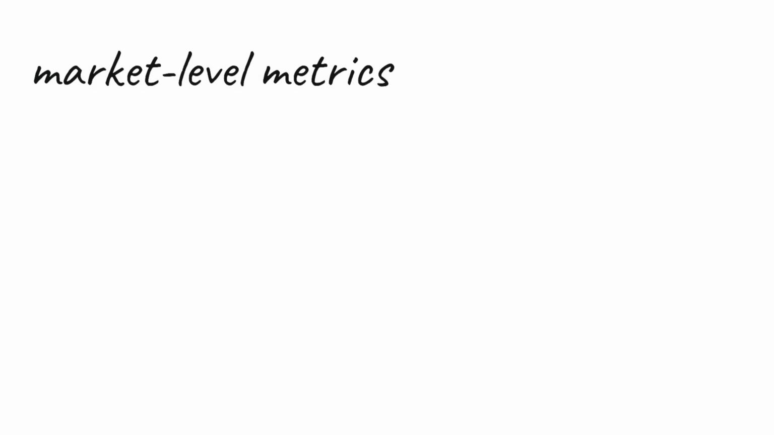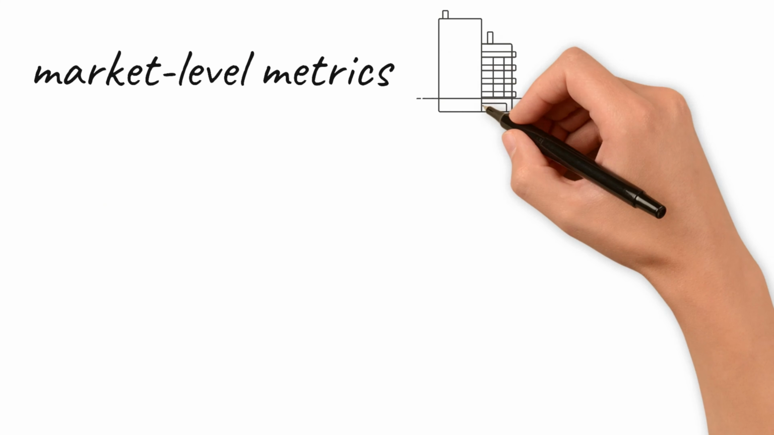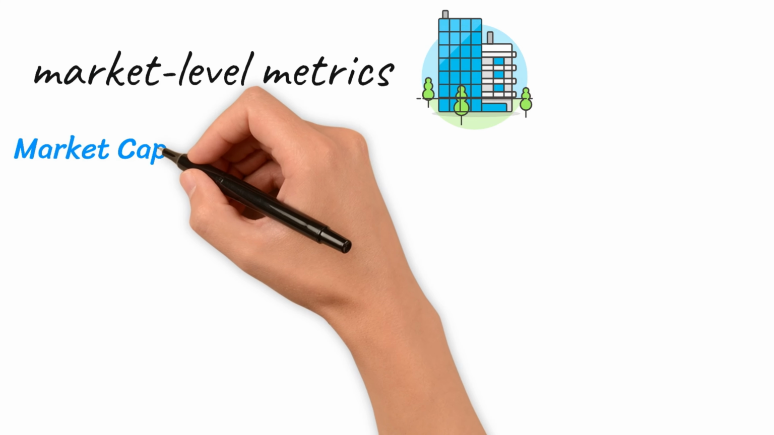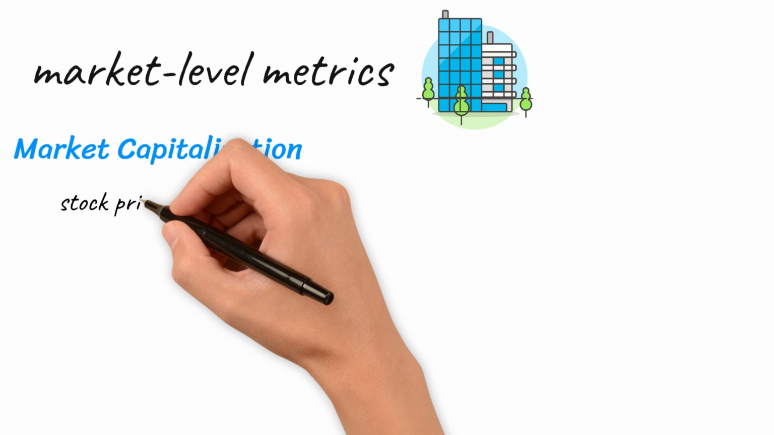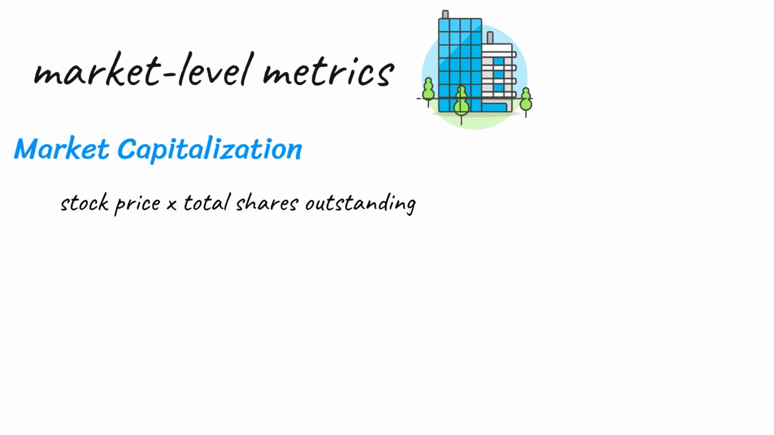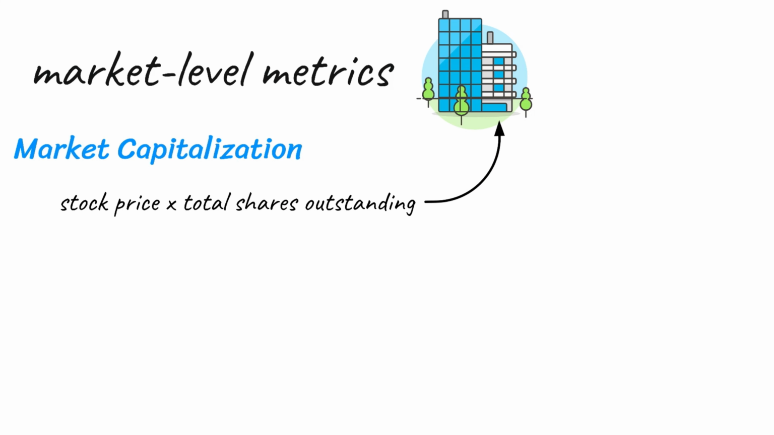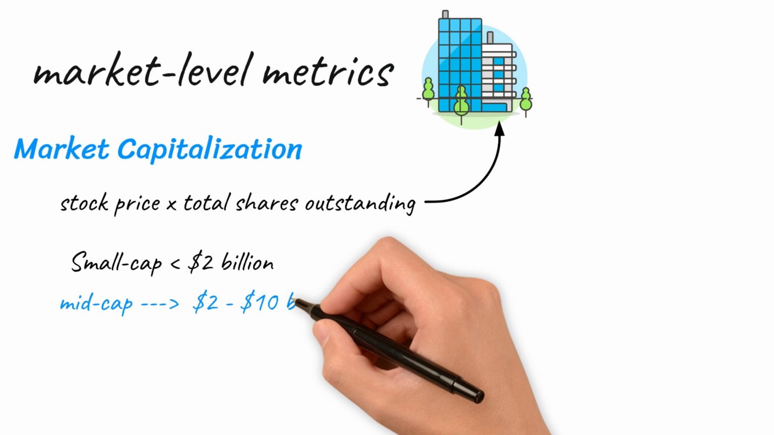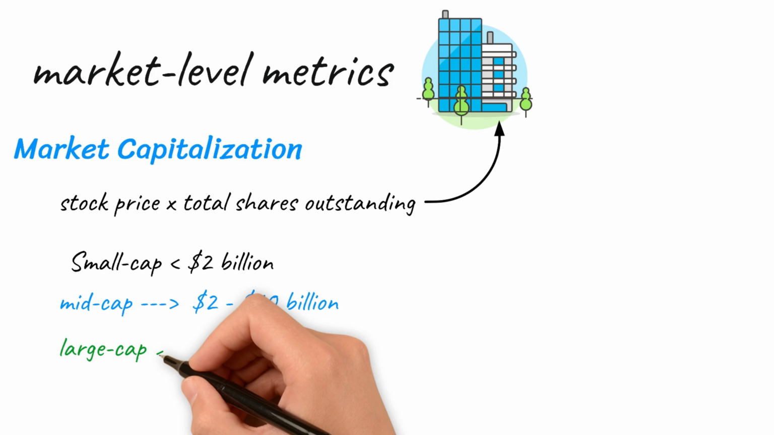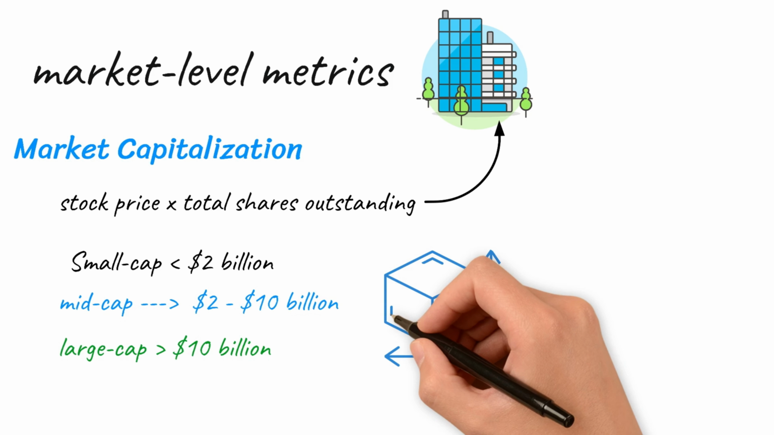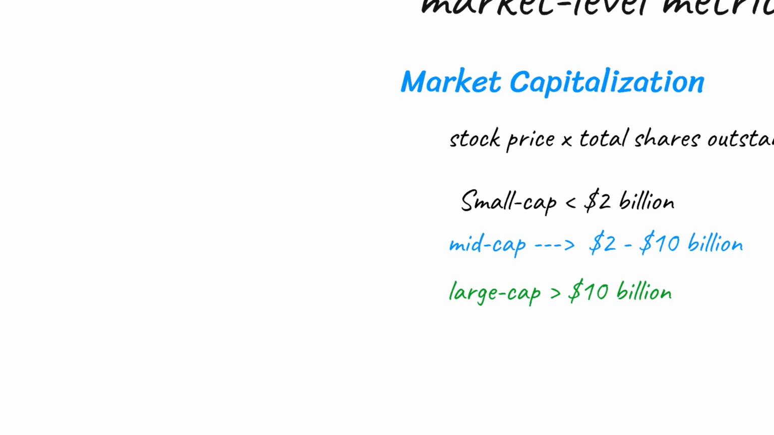Let's cover some market-level metrics to give you the big picture on what a company is actually worth in total, not just per share. Market capitalization is the total stock price multiplied by total shares outstanding. It's the market's current verdict on the total value of the company. Small-cap companies are typically under $2 billion, mid-cap between $2 and $10 billion, large-cap above $10 billion. Market cap alone tells you size, not value, but it sets the context for everything else.